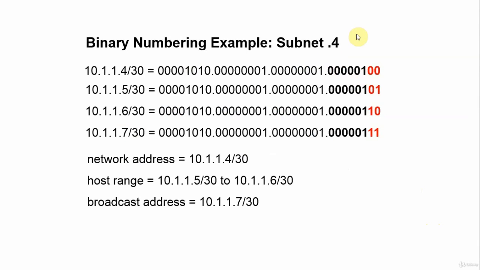And a binary numbering example: 10.1.1.4, I use the 4 subnet for example. So there's 10.1.1.4, and then the host addresses would be 5 and 6, and 7 for the broadcast address.